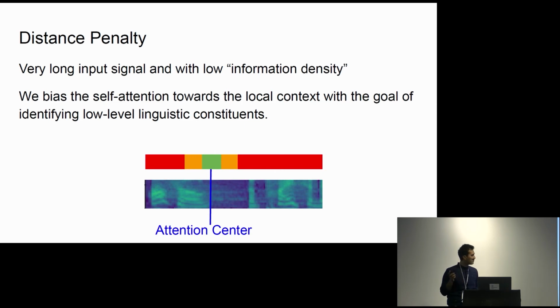So we propose to use this distance penalty to give a higher attention to the attention center, let's say. So positions that are closer to the attention position, the target position, get a higher weight, while the others are penalized and are more difficult to attend to.